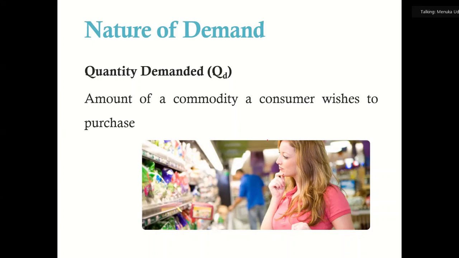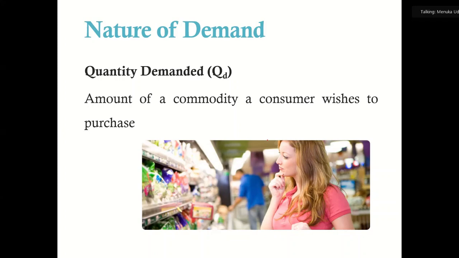Now take a moment and just think of what factors would influence the quantity that you demand. So what do we mean by quantity demanded? It's the amount of the commodity a consumer wishes to purchase, right? If we want to know, 2 kilos, 500 grams or 0, right? So today I might go to the supermarket and say, no, I'm not going to buy any potatoes. Could be for different reasons.